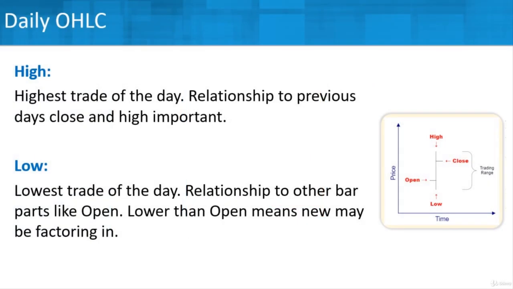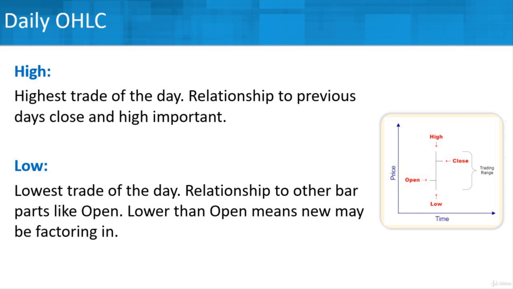Now, with the daily open, high, low, close, you also want to consider the high and the low. What was the highest trade of the day? What was the highest price of that trade, in effect? And the relationship to the previous day's close and high is important as well when you're looking at a series of prices over, let's say, a chart. Same thing with the low, which is the lowest trade of the day, and you're looking at that relationship to other bar parts like the opening in particular. A lower open may mean they may be factoring in new information, or trending lower.